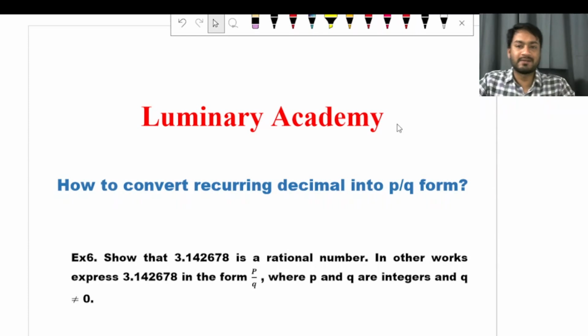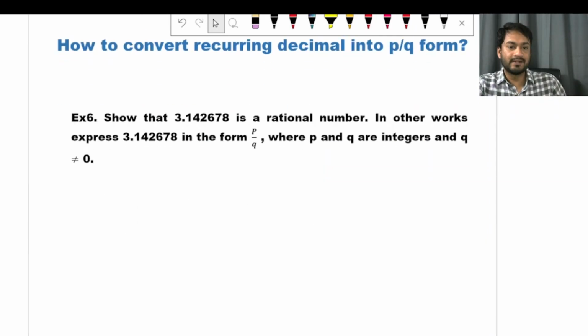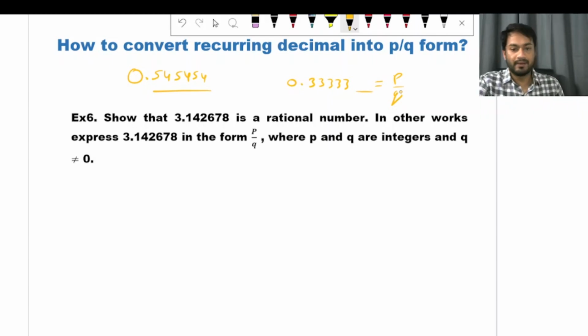How to convert a recurring decimal into P upon Q form. So let's start and let's see how to convert the recurring decimal. Before we start, I just want to tell you what a recurring decimal is. Generally we have seen that some numbers are written as 545454, okay, they are repeating. Or 0.333333, they're recurring. So we need to convert this number into P upon Q form. That is the question. Okay, so let's start.